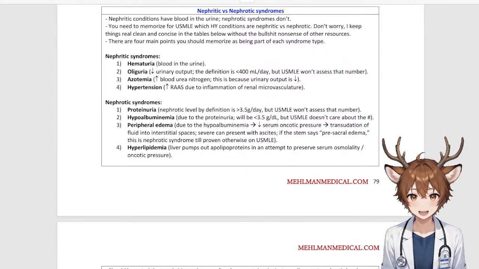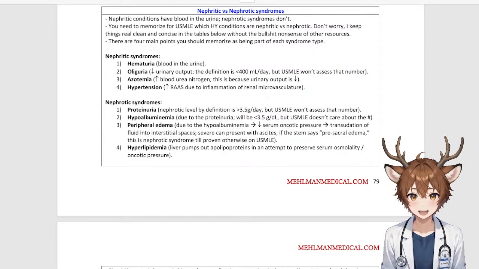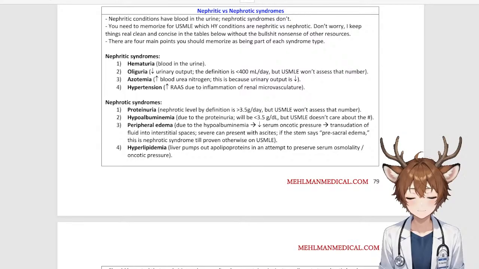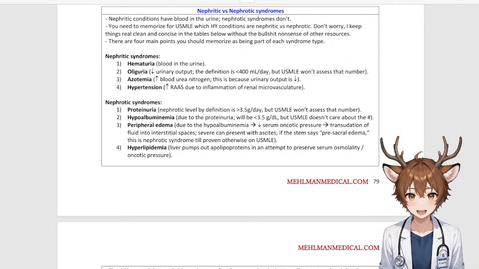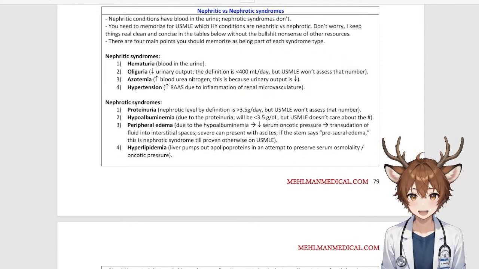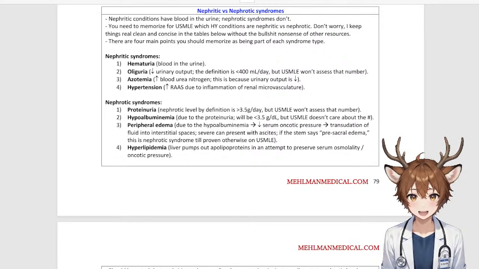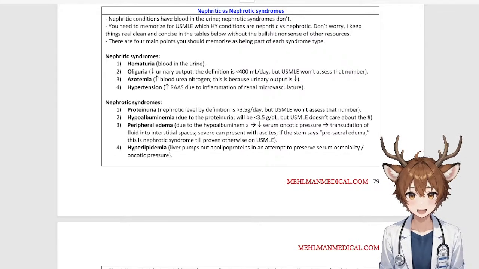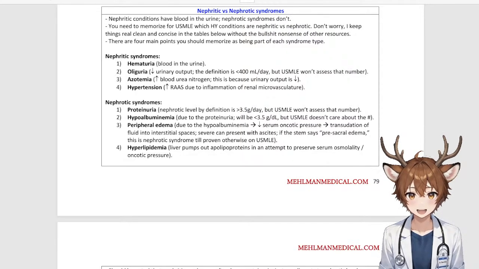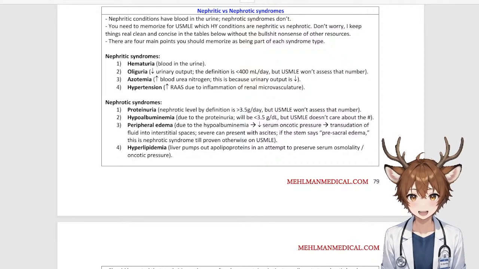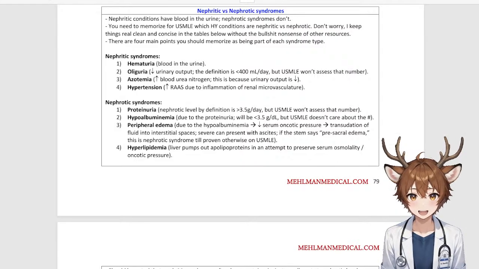Number 2, hypoalbuminemia due to the proteinuria will be less than 3.5 grams per deciliter, but USMLE doesn't care about that number. Okay, so it's also the 3.5 thing. Hypoalbuminemia will be 3.5 or less, but the actual protein amount being expelled will be greater than 3.5 grams a day. It's not that confusing, but you get the idea, hopefully.